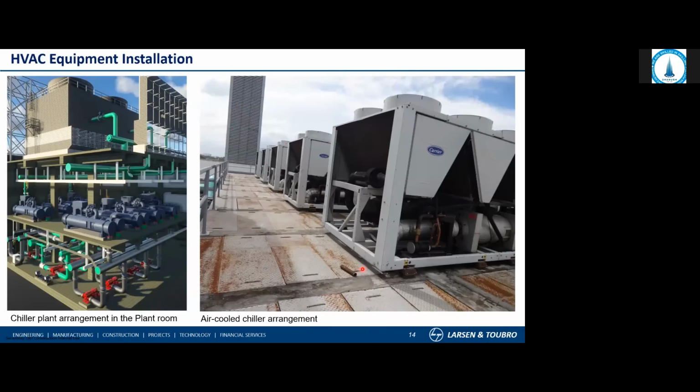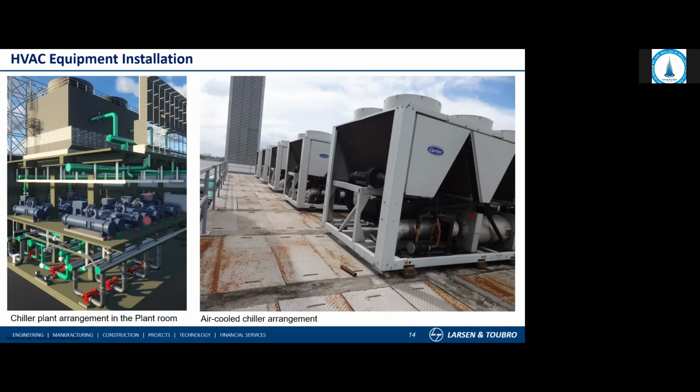Okay, now on the right side, you can see air-cooled chillers located on a terrace. Sufficient space is given between the chillers, and there is sufficient space given here with the handrail of the elevated platform.